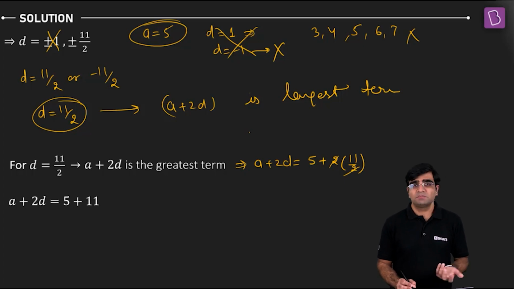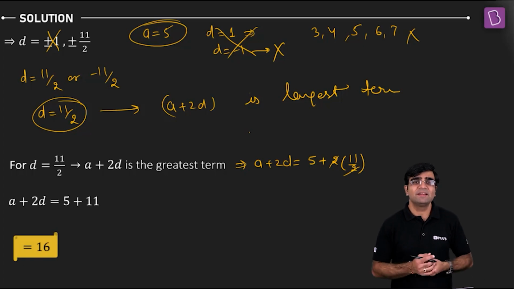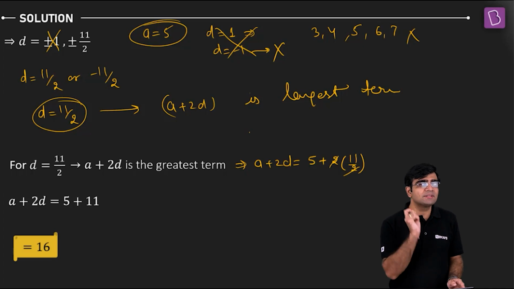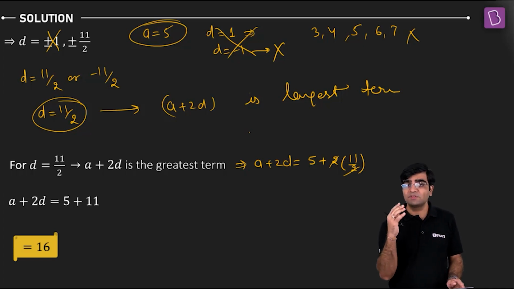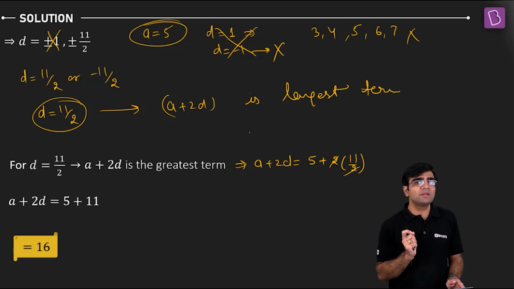And what is 5 plus 11? 16. So what is my greatest term? Guys, it's very simple, 16. You get the point that I'm suggesting here. There's only one key takeaway: if your 5 consecutive numbers are to be chosen in AP such that their sum or product is given, please assume them to be a minus 2d, a minus d, a, a plus d, a plus 2d. First thing.